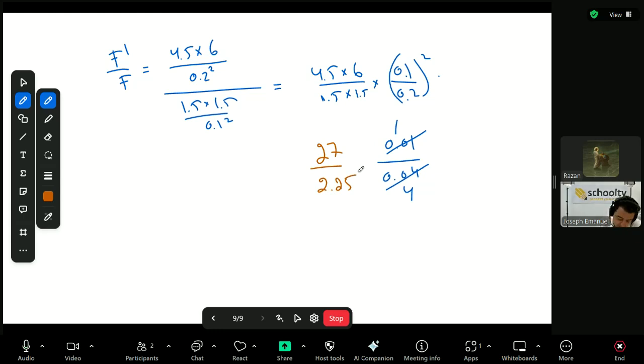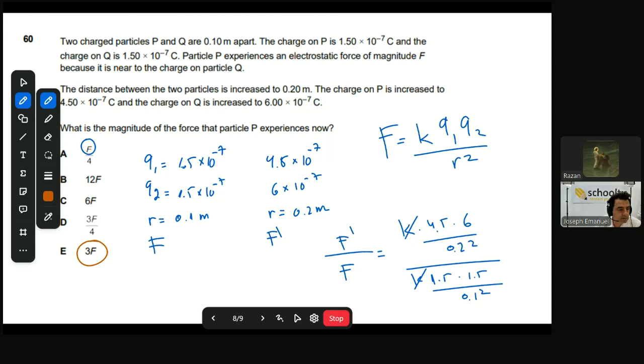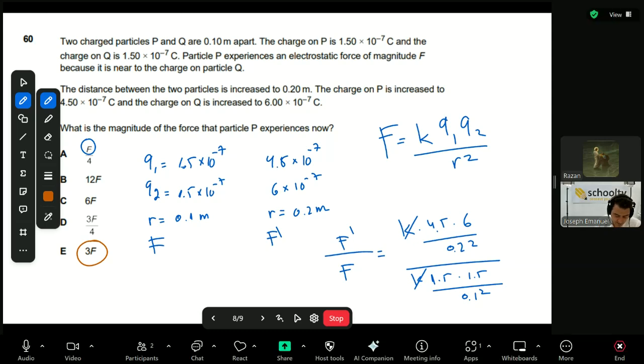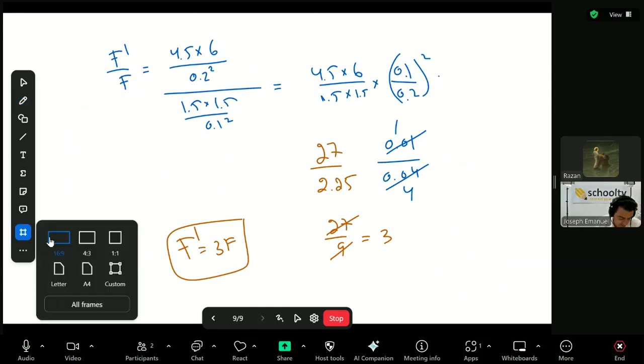What to do with the 4? Multiply it with this one. You have 27 over 9, which is 3. So F tag is 3F, three times the magnitude. Correct.